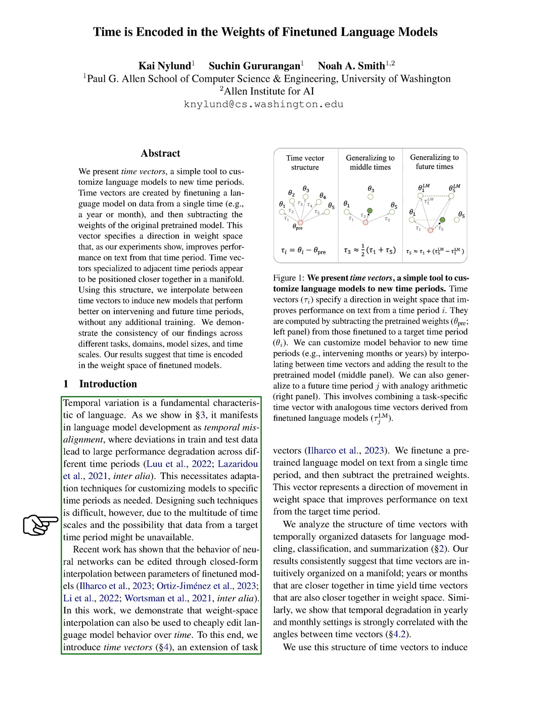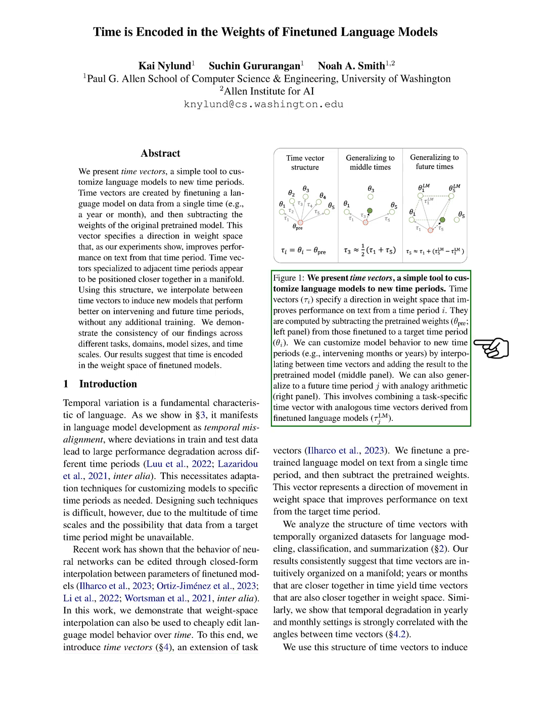We fine-tune a pre-trained language model using text from a single time period, then subtract the pre-trained weights. This gives us a vector that represents a direction in weight space that improves performance on text from the target time period. We'll analyze the structure of these time vectors using datasets organized by time for language modeling, classification, and summarization. Our findings suggest that time vectors are intuitively organized on a manifold.